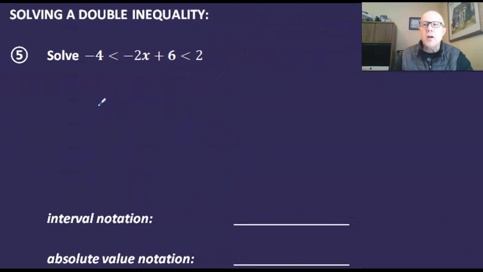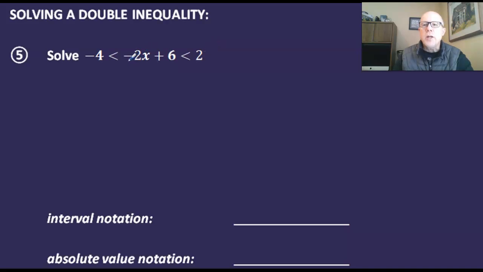Finally, looking at how to solve a double inequality, notice how this inequality is written twice. We're going to express the solution set not only in interval notation, but also in absolute value notation, which is a topic that you would have learned in a previous lesson. In order to solve a double inequality, we're basically going to solve two single inequalities at the same time. So what we do to the left side of the inequality, we'll do to the right side of the inequality.